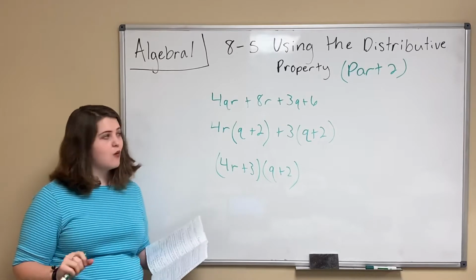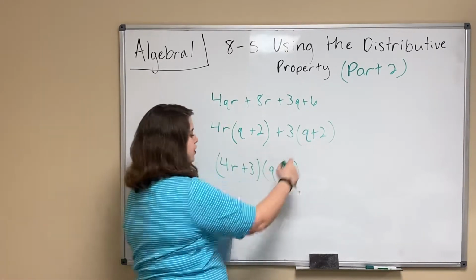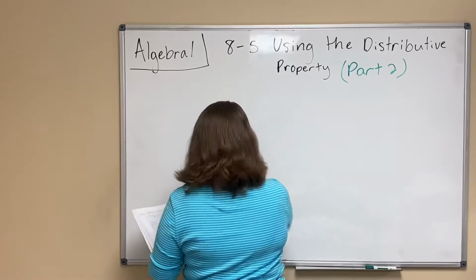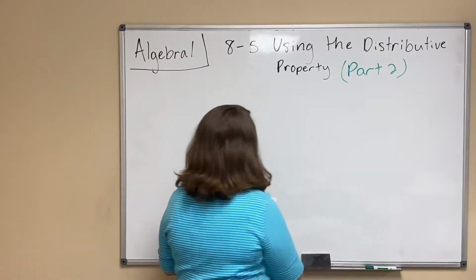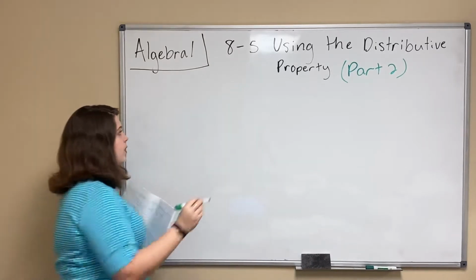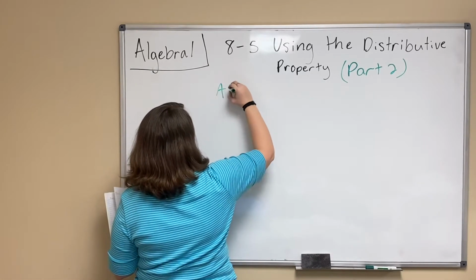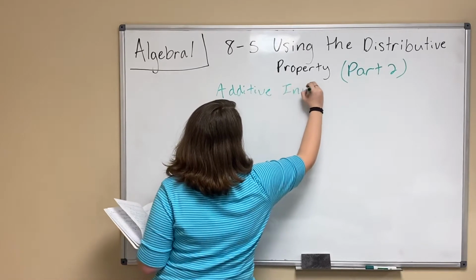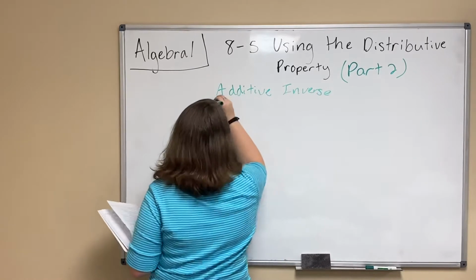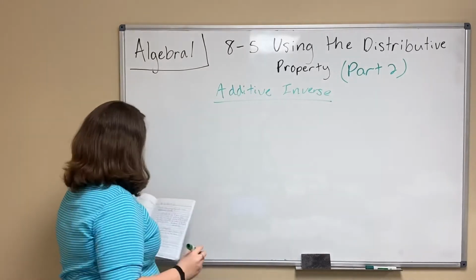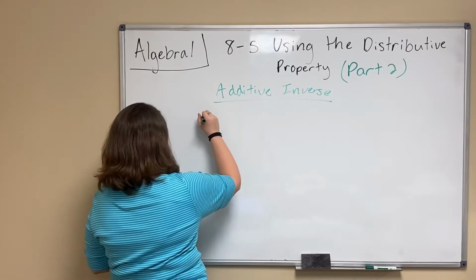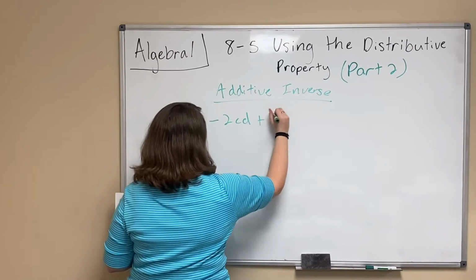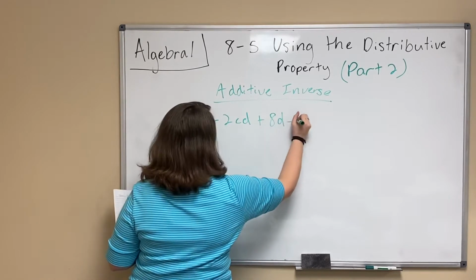Today we're going to talk about what happens if these two aren't exactly the same. And we're going to call this factoring by grouping with the additive inverse. And I'll show you what that means. So we're going to take a problem, c minus 2cd plus 8d minus 4.